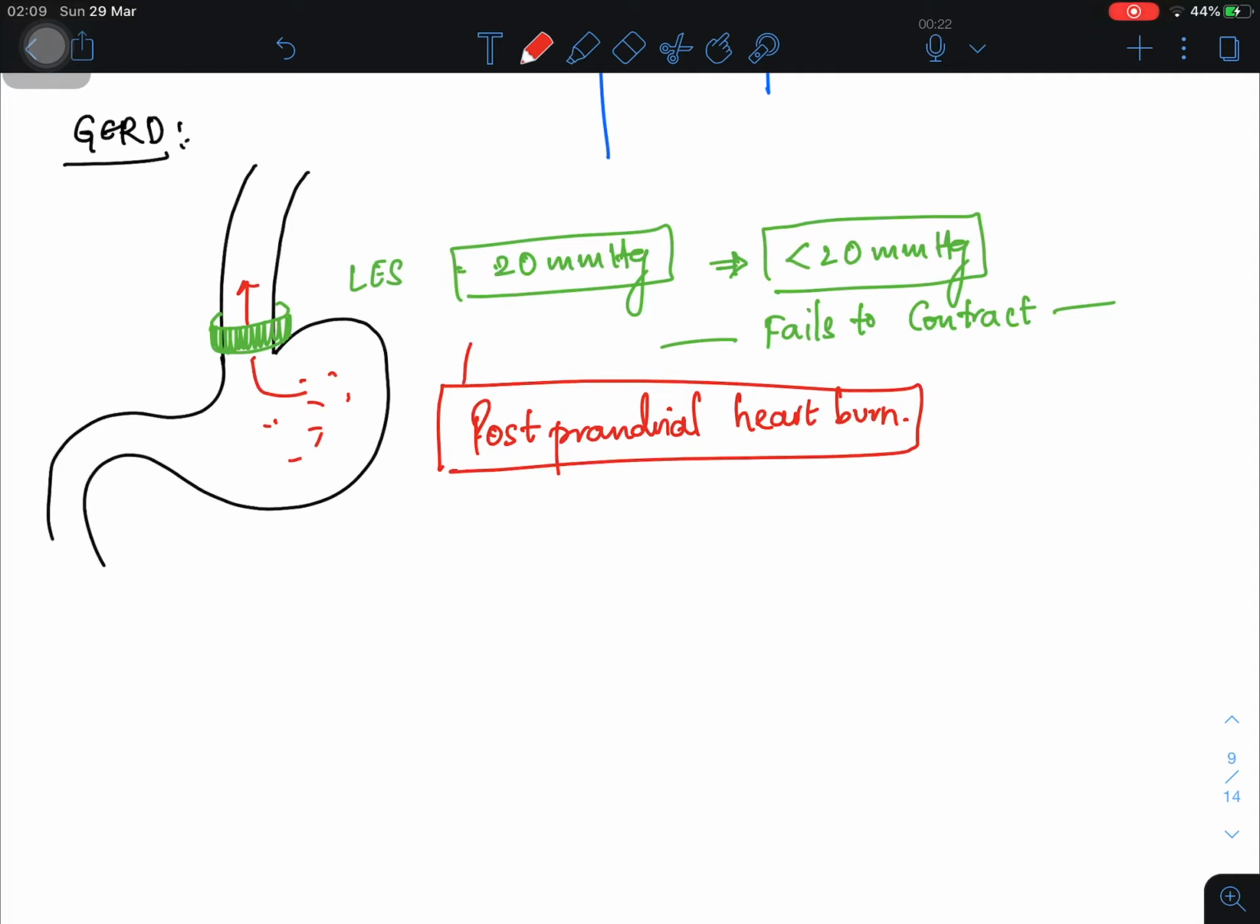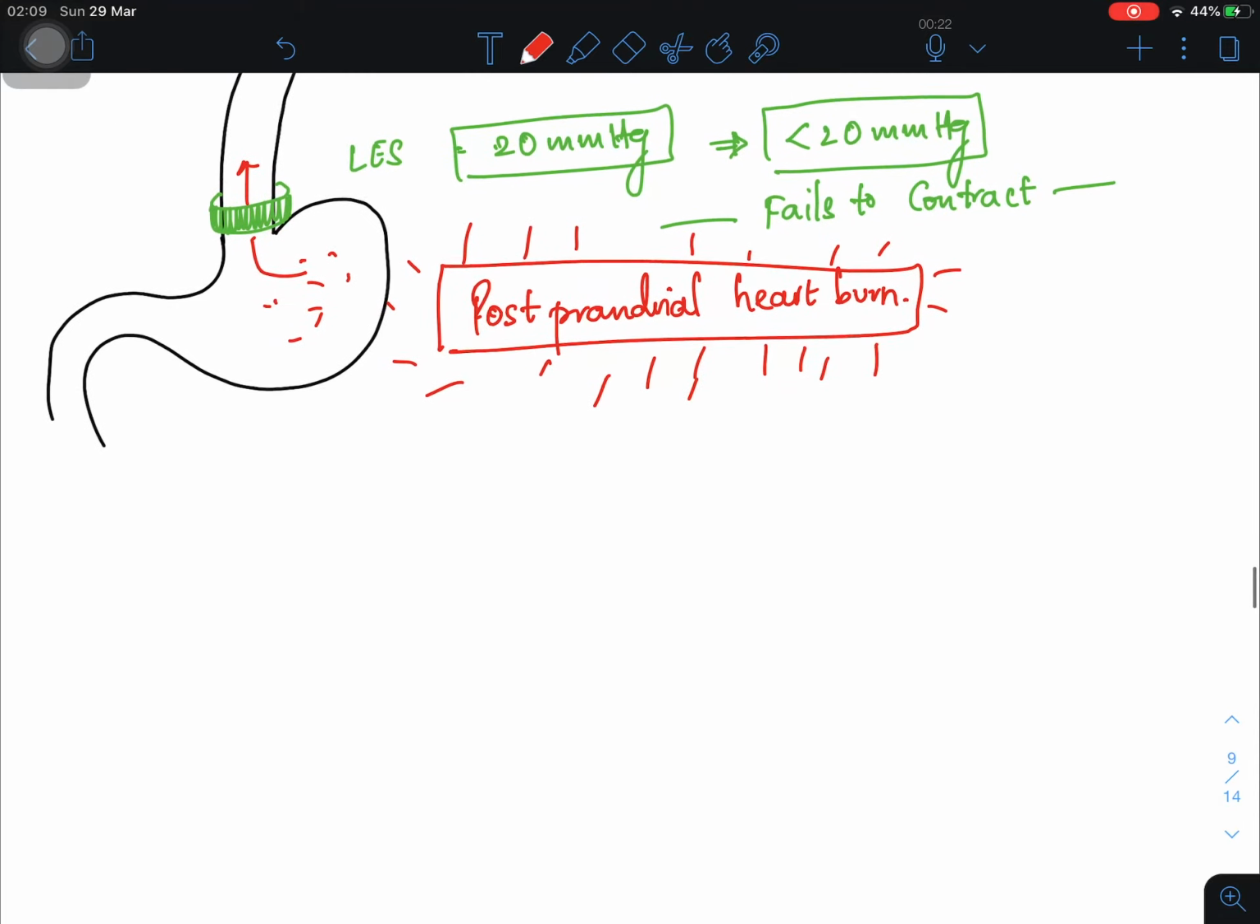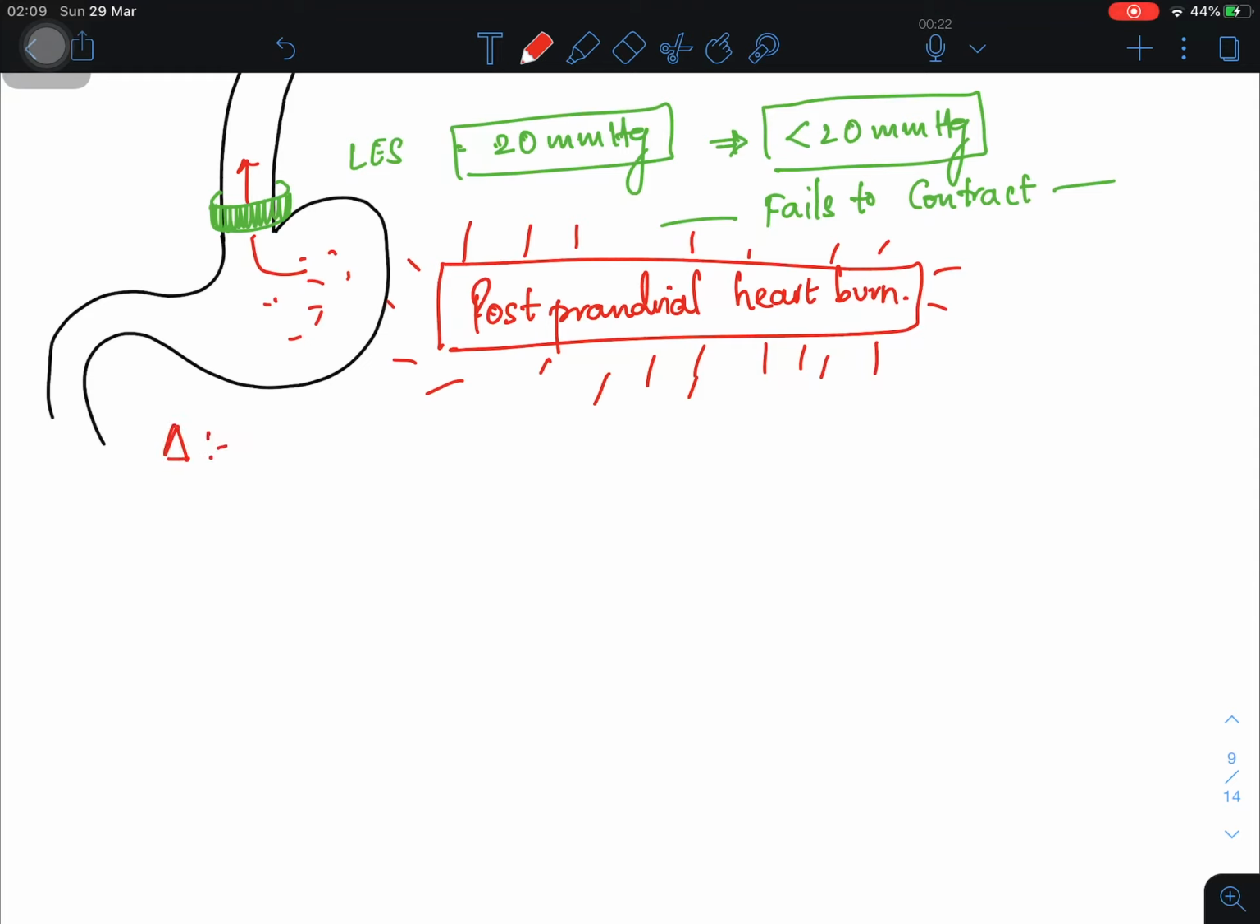This is the most highlighting and tempting feature which the examiner will be giving you in the case: postprandial heartburn. Now in GERD patients, there is a problem with the sphincter. Now how do you diagnose this patient? What is the gold standard? The gold standard is 24-hour pH metry or 24-hour pH monitoring. 24-hour pH monitoring is the gold standard for patients suffering from GERD.